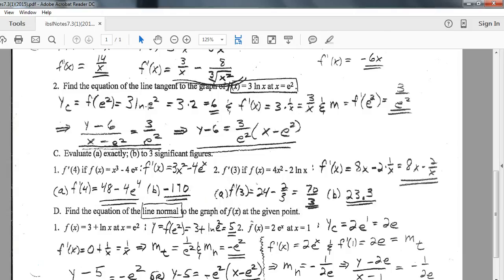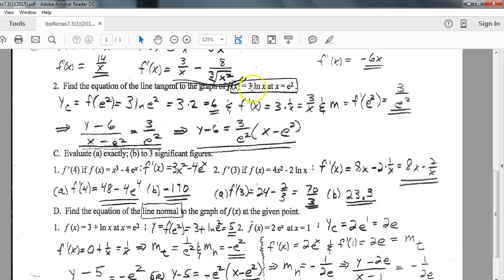So if I replace x with e squared, I get this look here. Because this is a base of e and this is an e, all I get out of this part of it is the exponent, which is just 2. So I'm looking at 3 times 2, which is my y coordinate. So now I have an x coordinate and a y coordinate. To finish it off and get my slope, I need to sub in my x value into the derivative.